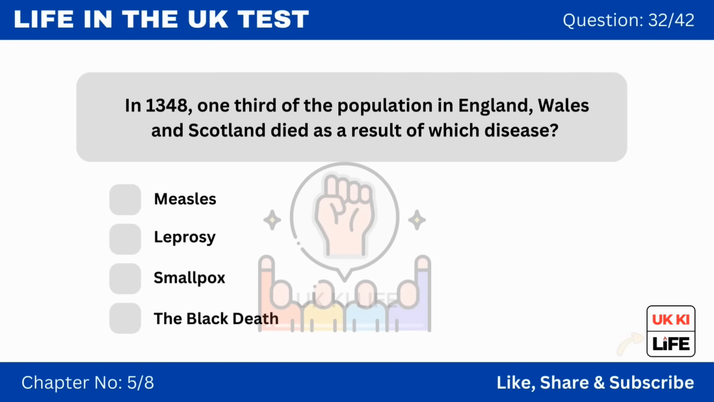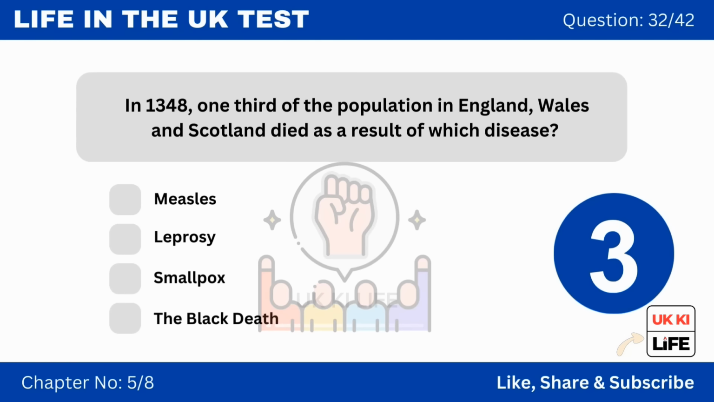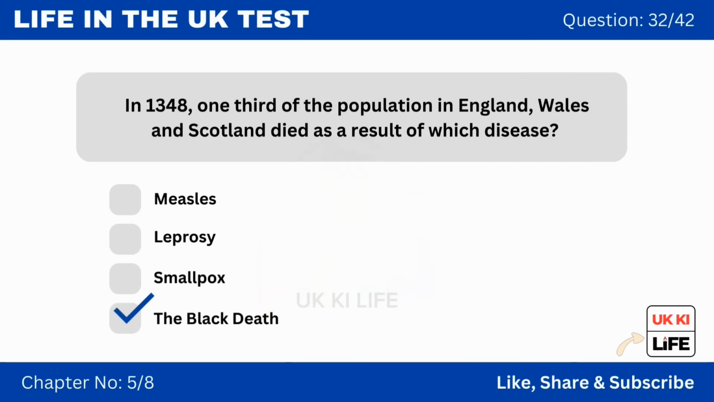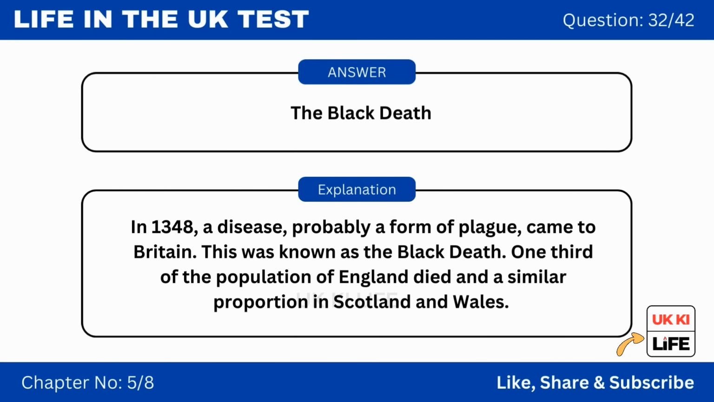Question 32. In 1348, 1/3 of the population in England, Wales and Scotland died as a result of which disease? Measles, leprosy, smallpox, the Black Death. The correct option is D. Explanation. In 1348, a disease, probably a form of plague, came to Britain. This was known as the Black Death. 1/3 of the population of England died and a similar proportion in Scotland and Wales.